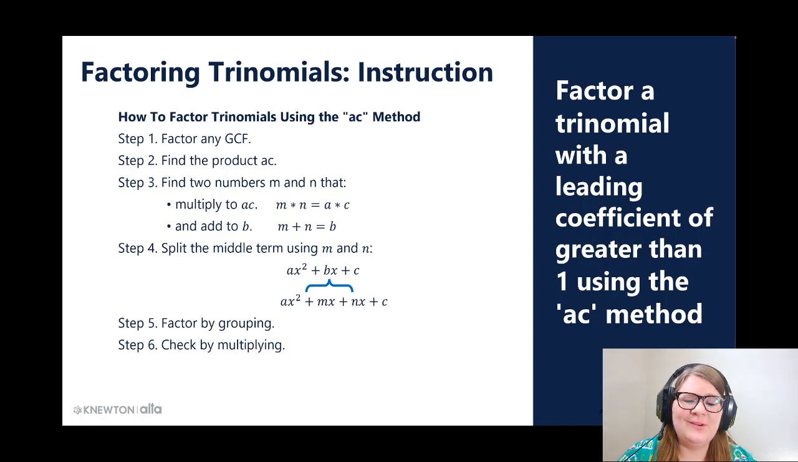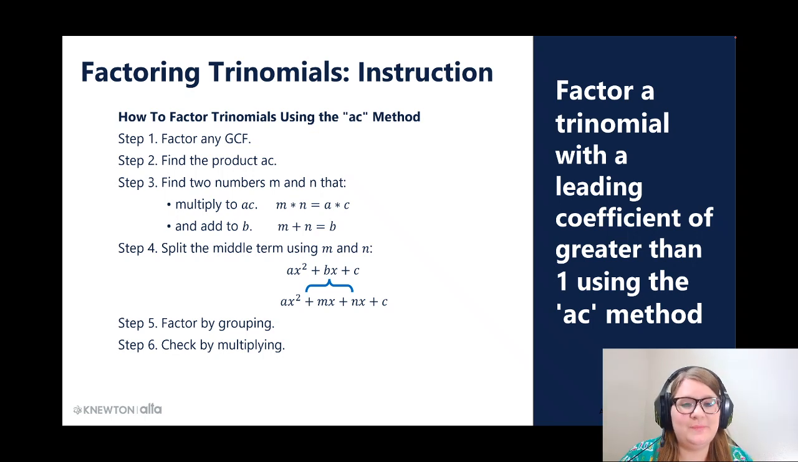First of all, whenever there's a greatest common factor, pull that out. If you can do it, do it. If you don't pull out a greatest common factor, the rest of these steps will not work, okay? Be aware. Now, we want to find the product of A times C.